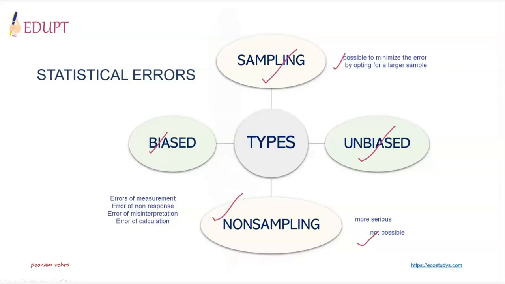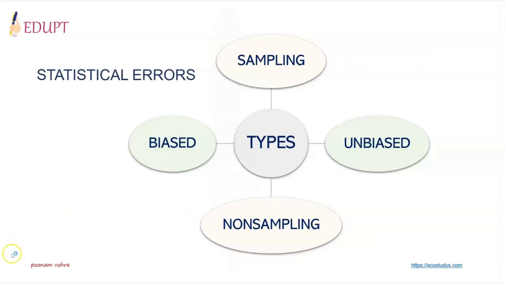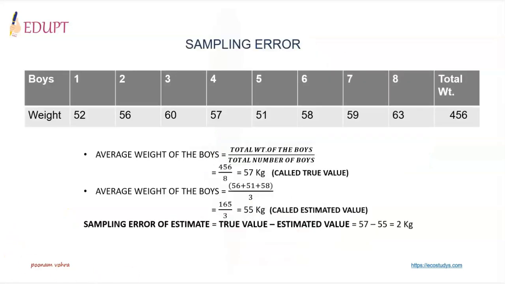So one has to be very careful while collecting, while presenting, while analyzing the statistical information, as it may give misleading results. Now let us understand with the help of an example how a sampling error can occur.